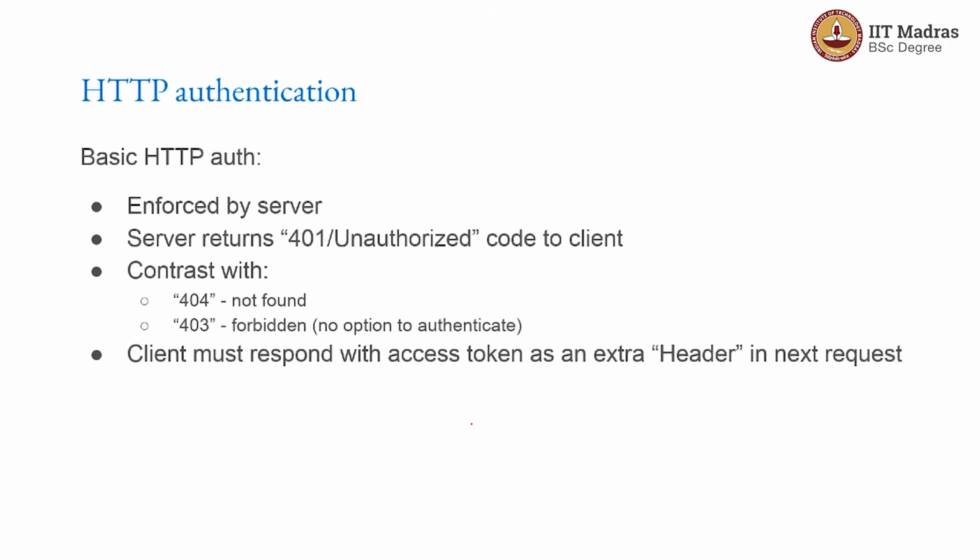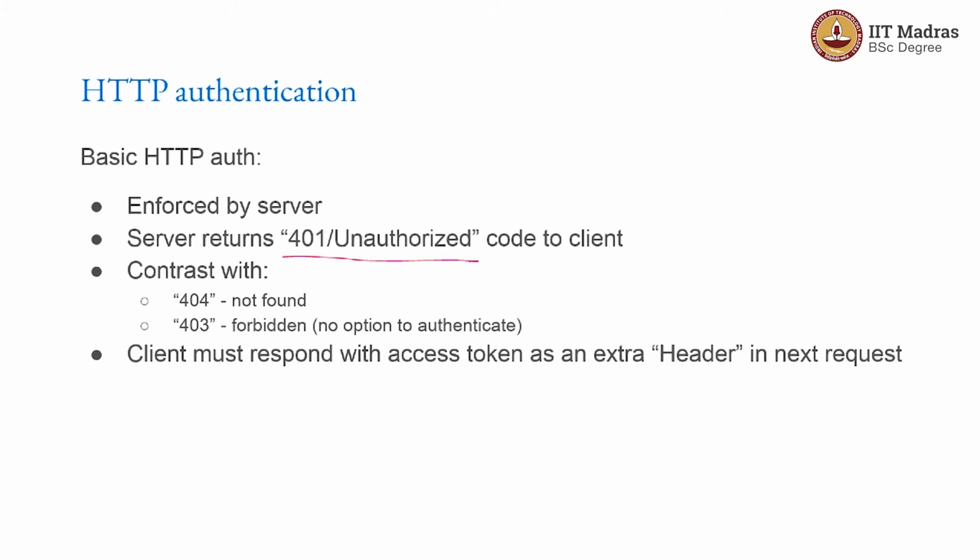Now, in the context of HTTP, there are a few mechanisms that are available, which we are going to look at now. The first is what's called basic HTTP authentication. This is part of the HTTP specification itself. It is enforced by the server. You might have come across this in certain places where the server returns a so-called 401 code. The 401 is a specific HTTP status code which indicates unauthorized. The client is not authorized to get this particular piece of information.